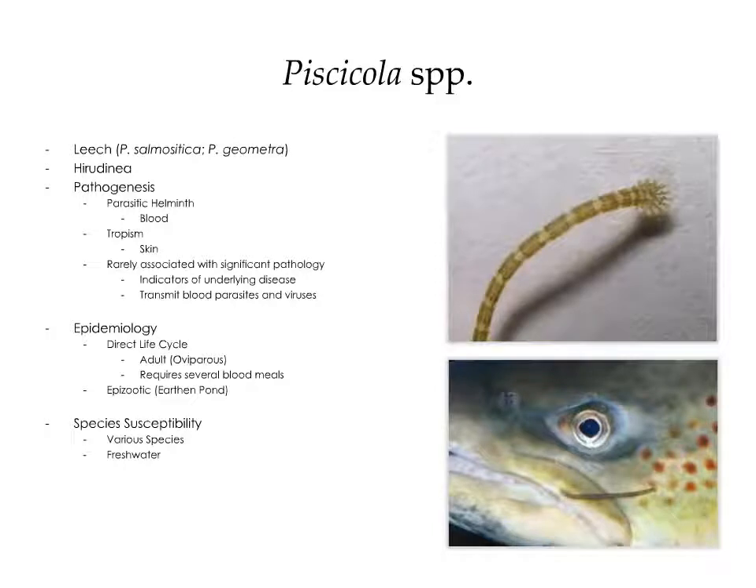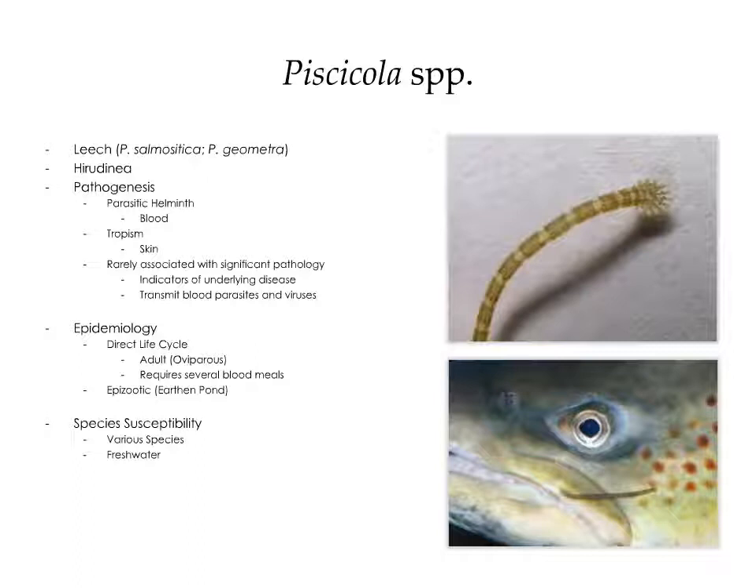Piscicola is a genus within Hirudinea, more commonly known as leeches. Specific species include Piscicola salmositica and Piscicola geometra. As with all other leeches, these are helminthic parasites that feed on blood, with a tropism for the skin. The parasite is rarely associated with significant pathology. It can, however, transmit blood parasites and viruses. It's also a general indicator of underlying disease.